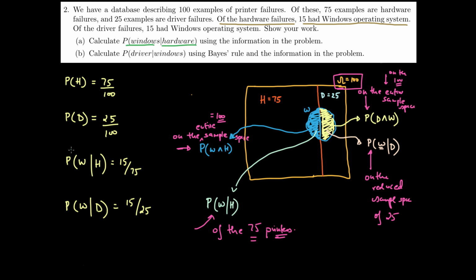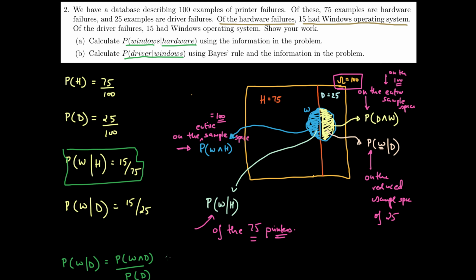Well, it's already over here. We already have the data right here of Windows given hardware, which is 15/75. Calculate P of driver given Windows. So I want to find out the probability of W given D, and this is nothing but, again from lecture, the joint probability distribution of W and D over P of D.